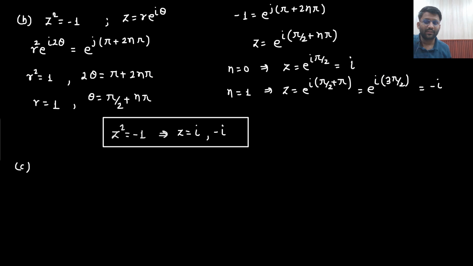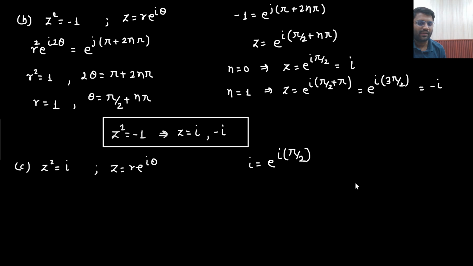Z square equals iota. Again the same scenario. Z equals r e to the power iota theta. And what is iota? Do you remember? Iota is nothing but, sir, e to the power iota pi by 2. This is my iota, right? E to the power iota pi by 2, making an angle of pi by 2. But sir, I know one more thing. What do I know? That it will be periodic with 2 pi. So here 2n pi.